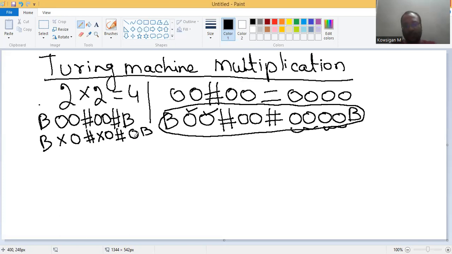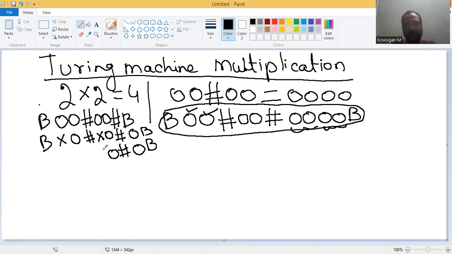Okay. Again, after replacing this blank with zero, move to the left hand side, hash will be there. So I am doing the same thing. After replacing this blank with zero, move to the left hand side, hash will be there. Remain as it is, and move to the left hand side. This zero will be kept as zero. No operation will be there, only the transition will take place. So moving to the left hand side.